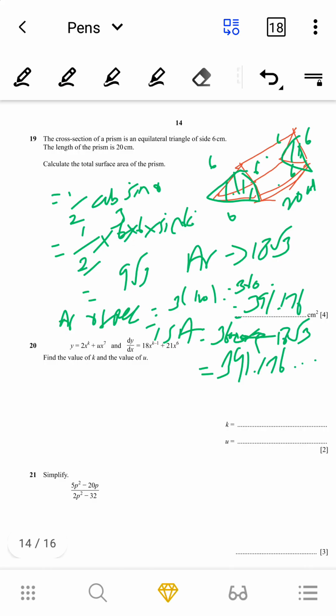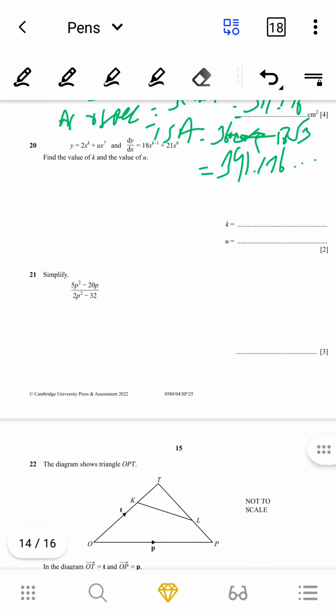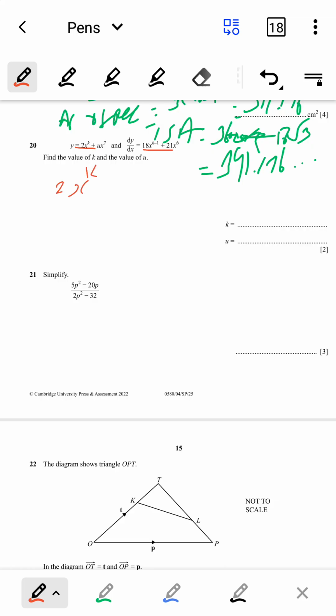Then moving on, question number 20. 20 is very simple. y equals 2x power k plus ux power 7, and dy by dx, the first order derivative of the given function, is 18x power k minus 1 plus 21x power 6. So find the value of k. For 2x power k, after derivative you get 18. So 2 into 9, you can put 9, then n minus 1, I thought perfectly will be getting here.